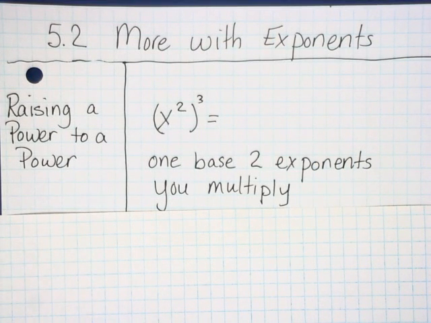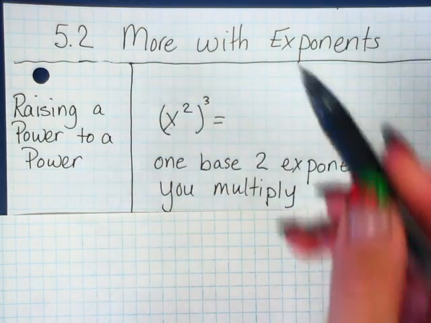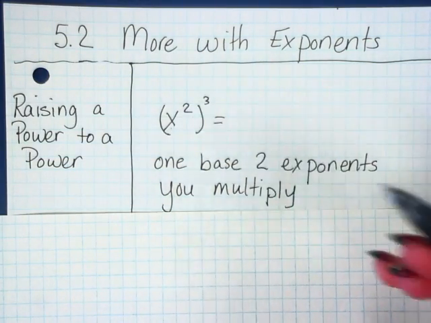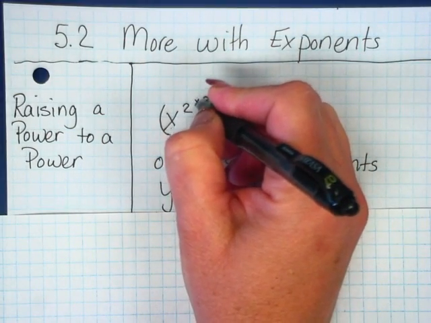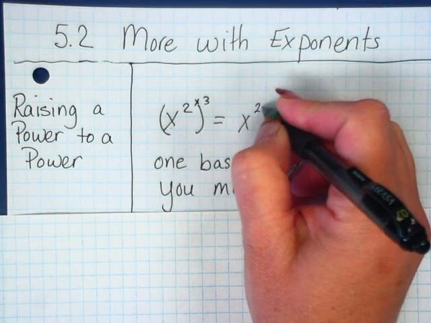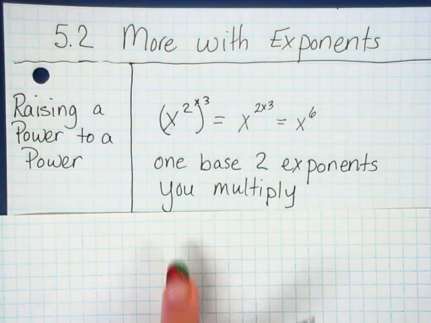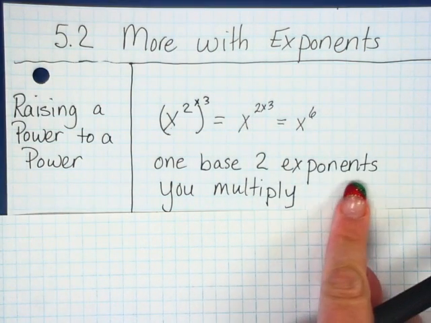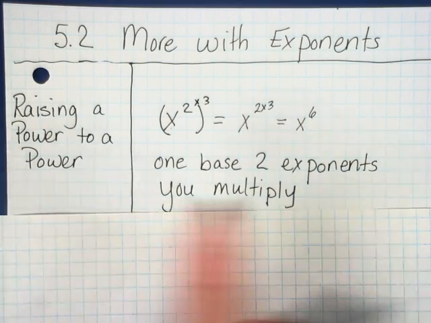Now we're looking at 5.2, more with exponents. So we're looking at raising a power to a power, so having one base and two exponents. In this case, when you have one base and two exponents, you're multiplying your exponents. So x to the 2 times 3, which is x to the 6th. So one base, two exponents, you multiply. That's when you're raising a power to a power.